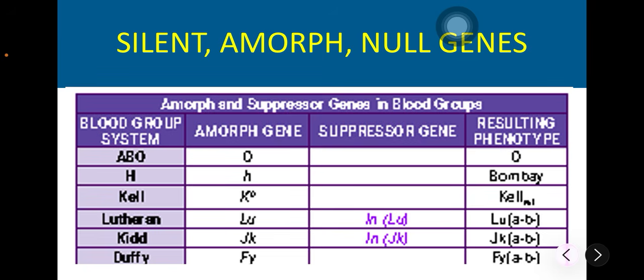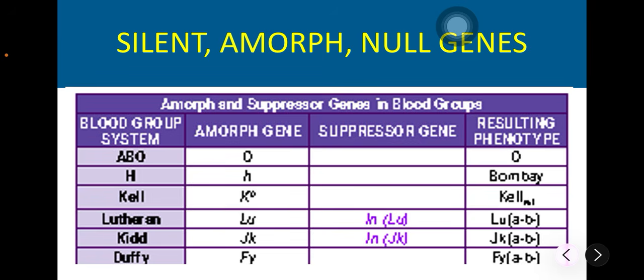So here are the different amorph and suppressor genes in the blood groups. Again, O as the amorph gene will have the phenotype O if you are homozygous for the amorph gene. The dominant gene for the big H would be big H, no? But if you have inherited the recessive small h gene, then there will be no big H antigens present in the red cell. Thus, it will be classified as the Bombay phenotype, which has the small h antigens in the red cells.